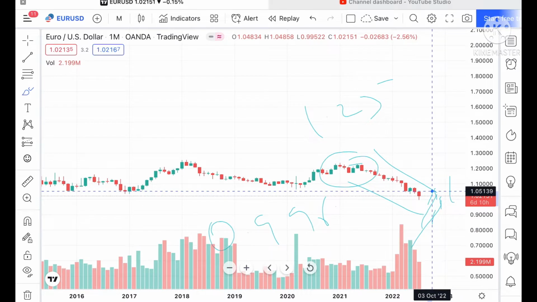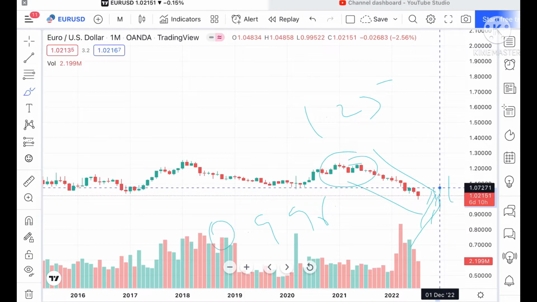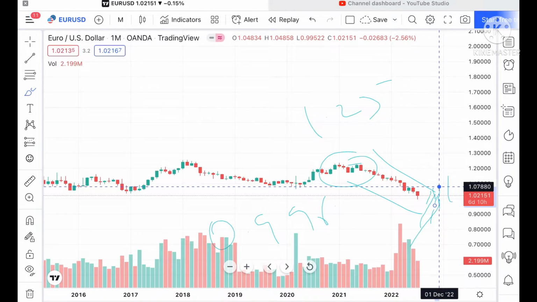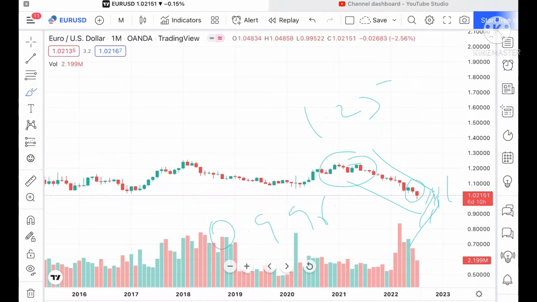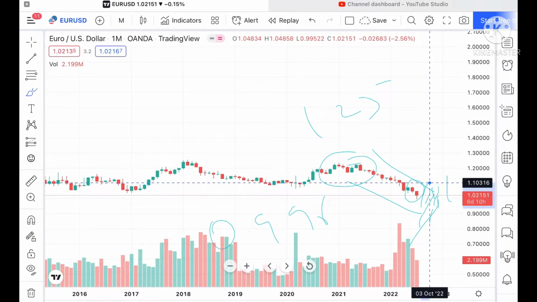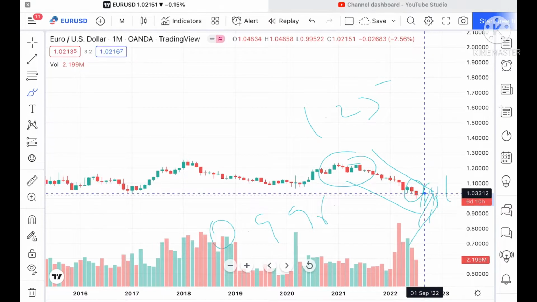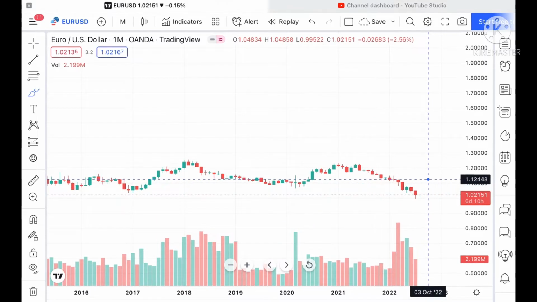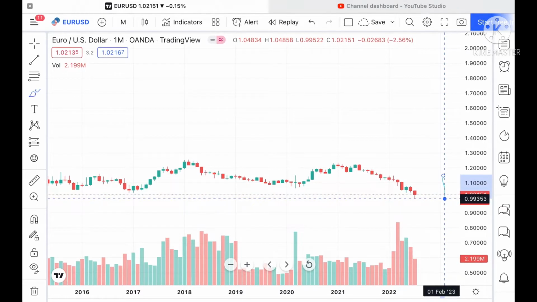Suppose this level sustains at 1.035, then towards a level of 1.05139, and from there we can see a level of 1.07880. Suppose that level also sustains, then it can go further upside towards a level of 1.12448, and from there it can go further high. You have to understand that the trend will change if the price goes above 1.12. Then we can see a level of 1.12448, and if that level also goes upside, it can move further high.